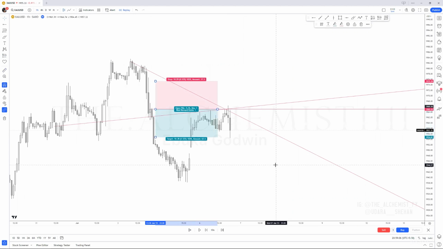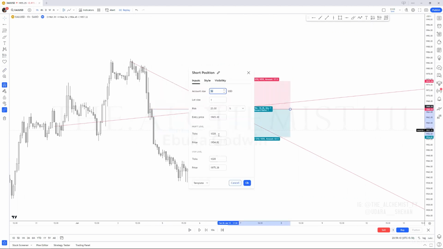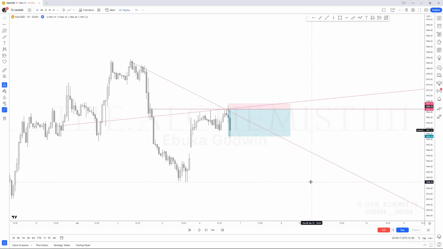That's a 1 to 5. That is what I do. Okay, so look at this. 20 pip target, and then 100 pips. I'm sorry, 20 pip stop loss and 100 pip target. There we go, 5%. Easy.